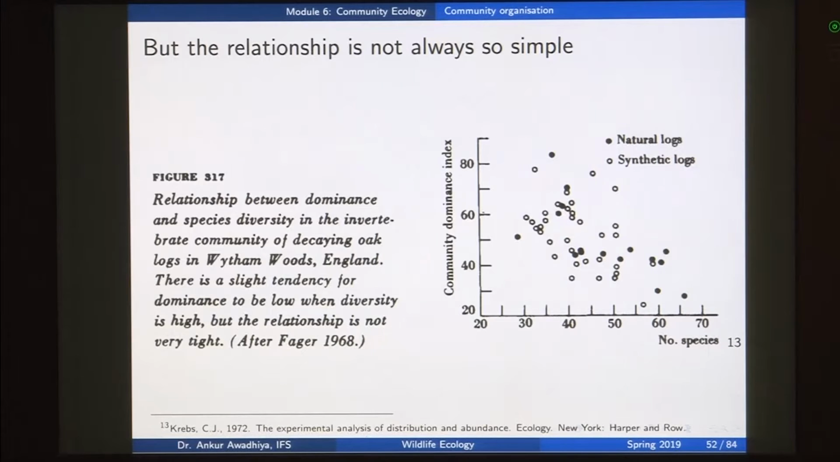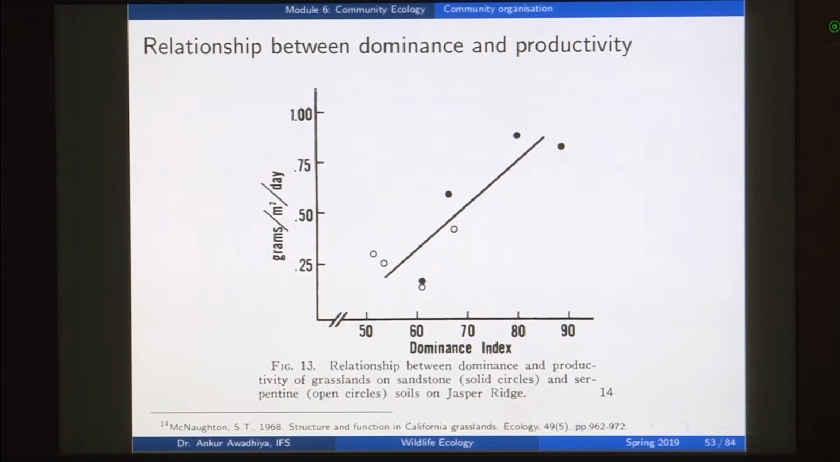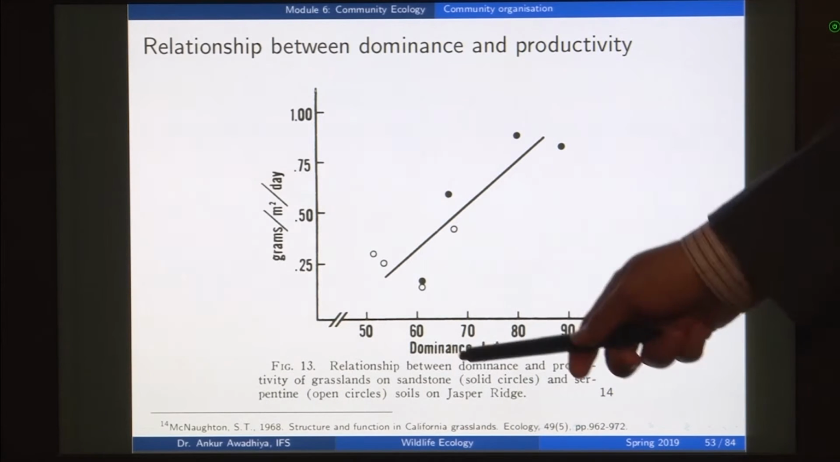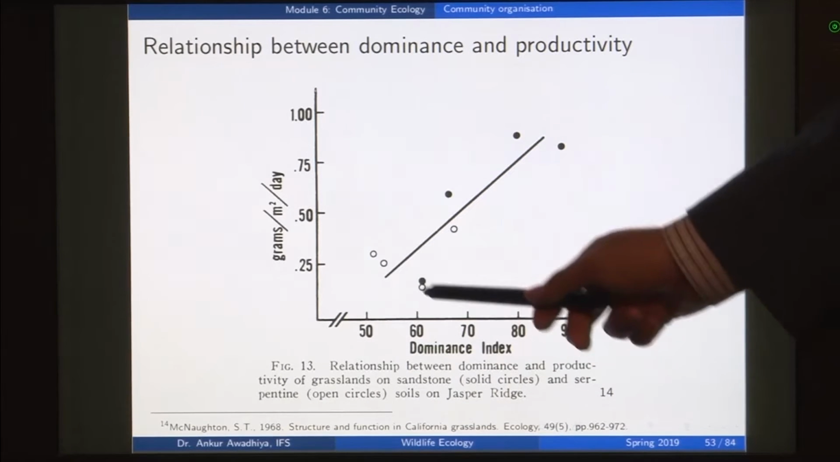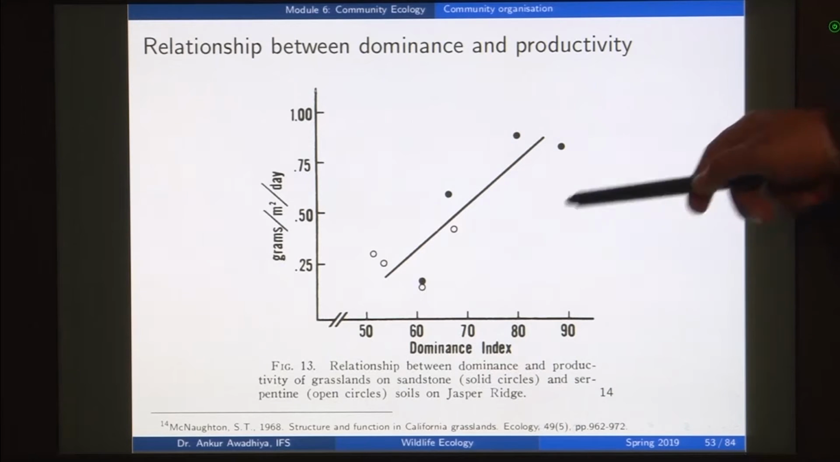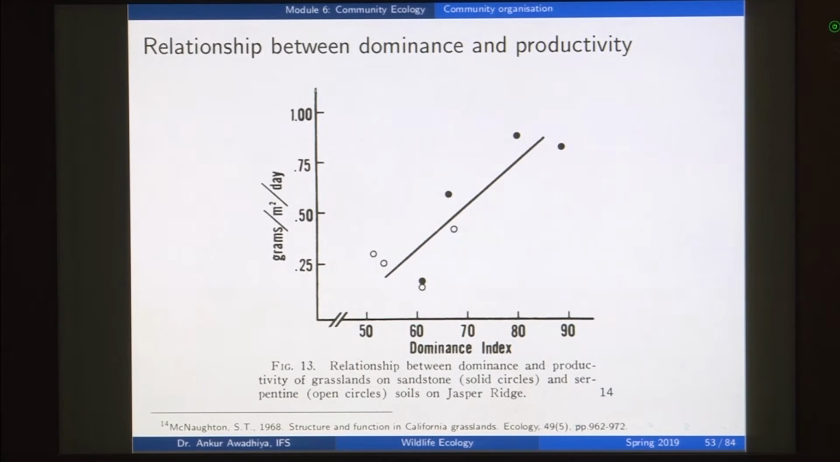But then there is one correlation that is much more prominent, which is the relationship between dominance and productivity. Now, here we are looking at the relationship between dominance and productivity of grasslands on sandstone and serpentine soils on Jasper Ridge. So, in this case, here you have the dominance index, here you have the productivity. Productivity is in terms of grams per square meter per day, that is the amount of production that is going on in this area, and we can see that if you have a lower dominance index, the productivity is roughly low, and if you have a higher dominance index, the productivity is roughly high.